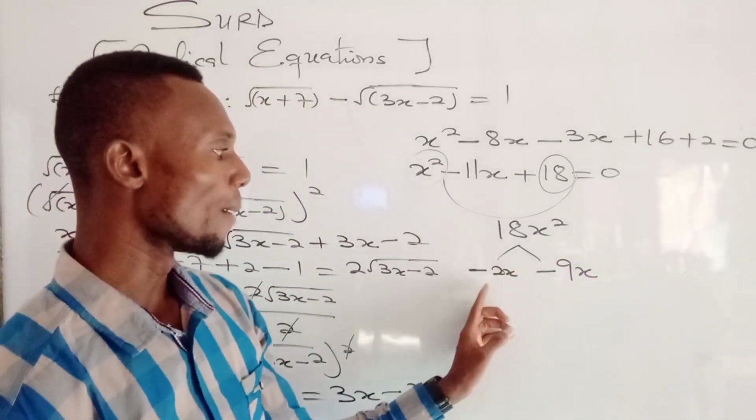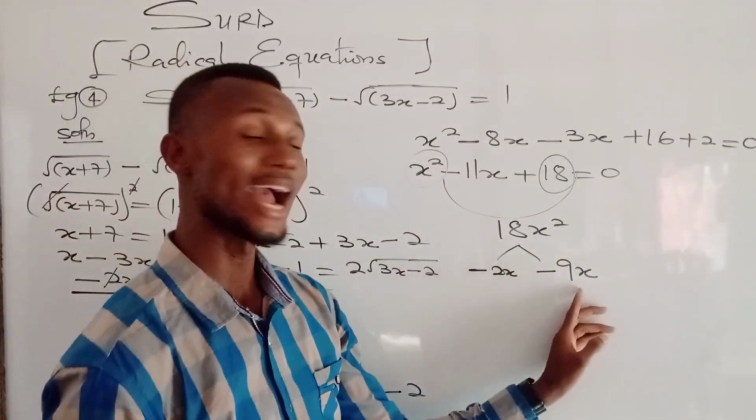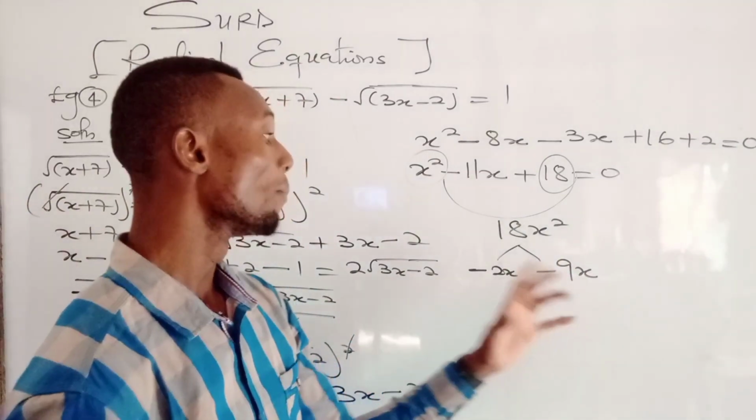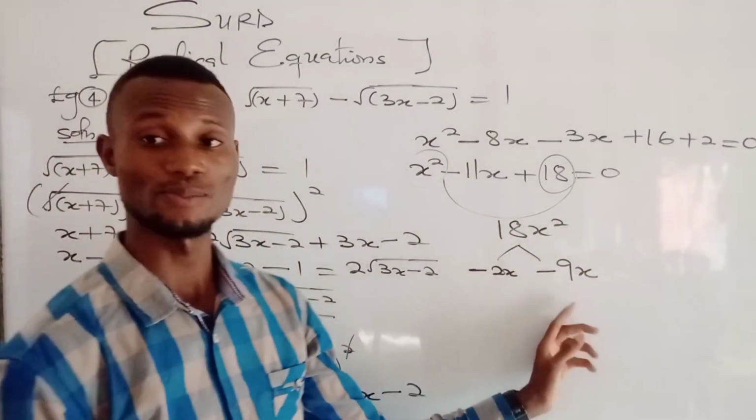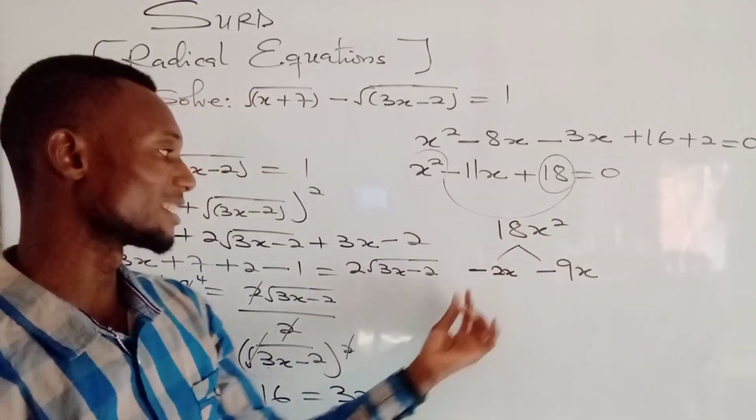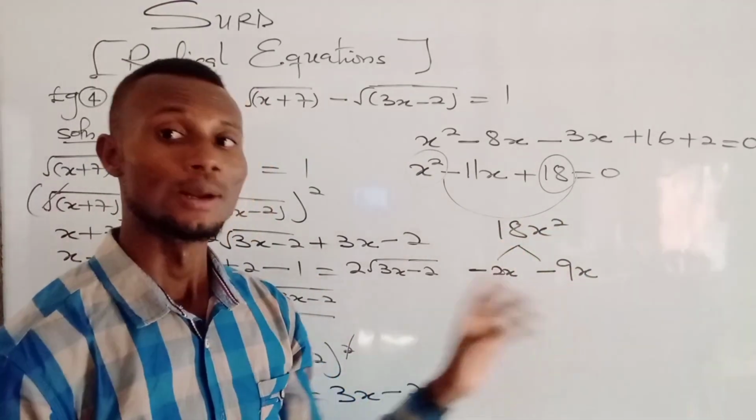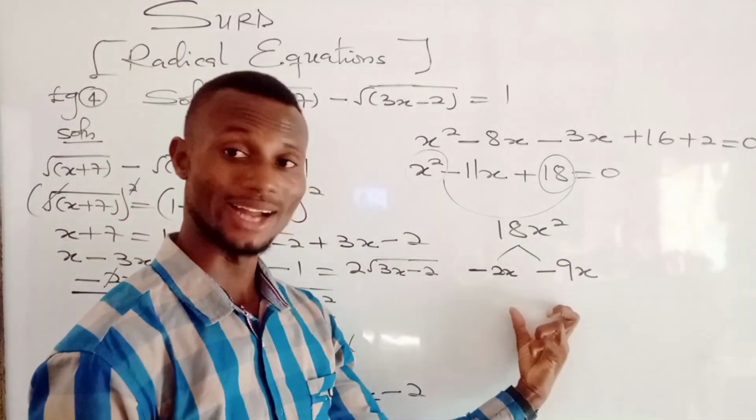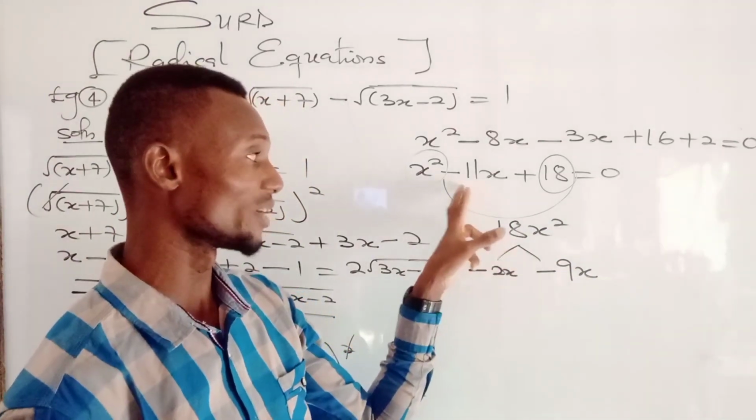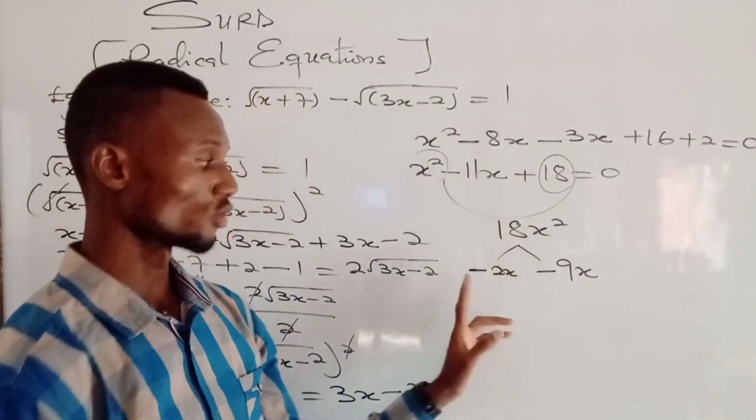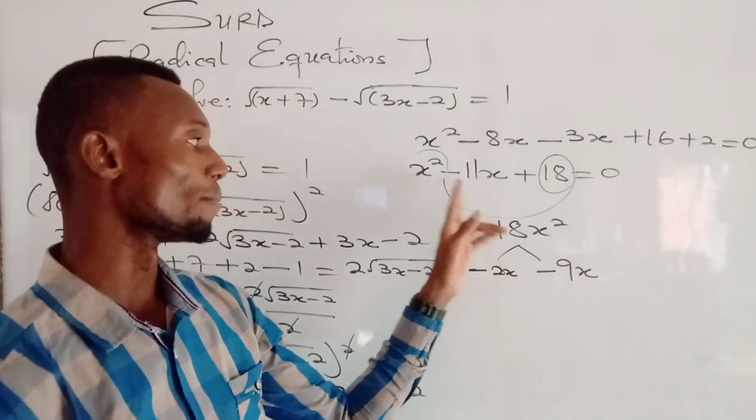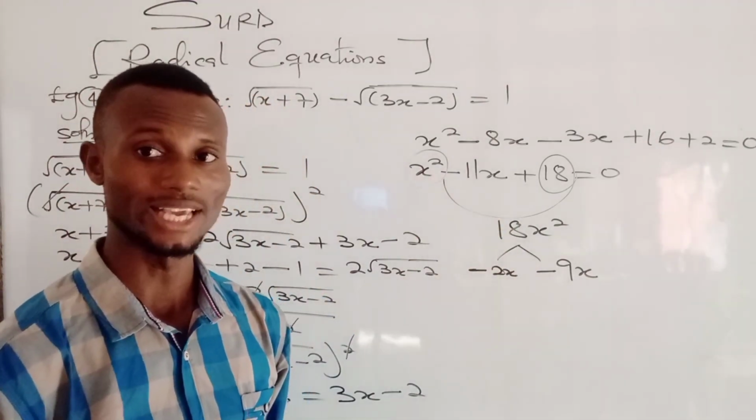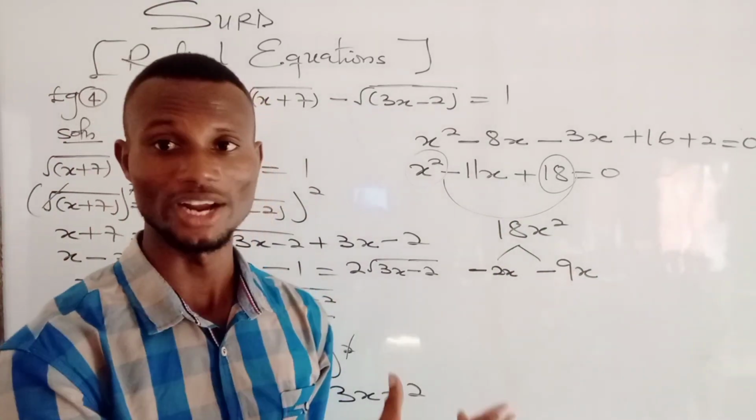Let's check and see. Minus 2s times minus 9s gives positive 18s squared, because when negative and negative multiplies, it becomes positive. So we are getting positive 18s squared back. Then when we add these same two factors, we are supposed to get the middle term, which is negative 11s. So minus 2s plus minus 9s gives minus 11s. So the two factors are correct, we can use them.